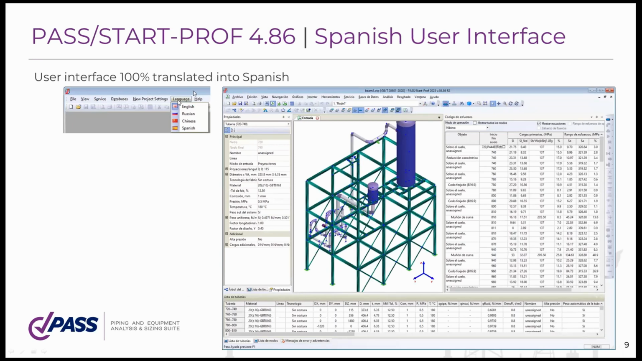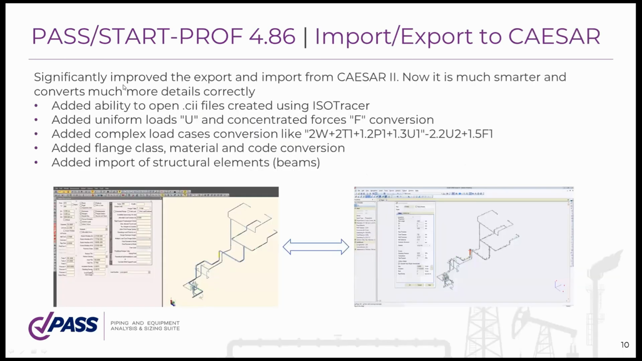Also, we translated the user interface into Spanish language and improved the import and export capability to Caesar II software. Now it is much smarter. It allows reading the files created by IsoTracer. It can read the load cases and convert those load cases into START-PROF operational modes. It can read and convert the structural elements, steel structures, from Caesar II into START-PROF software.